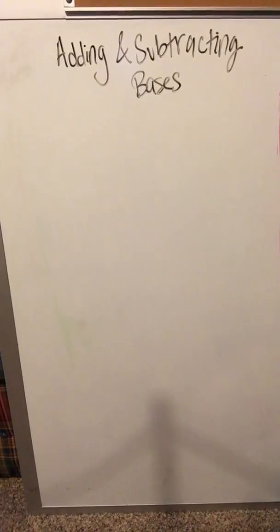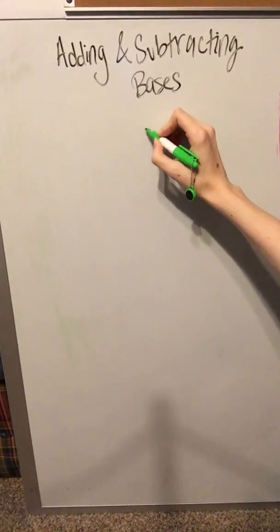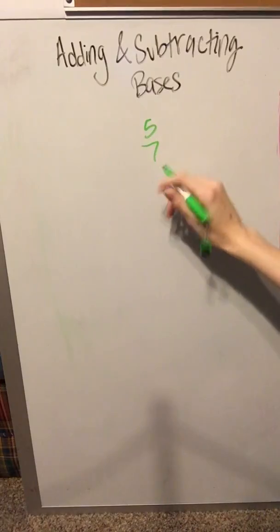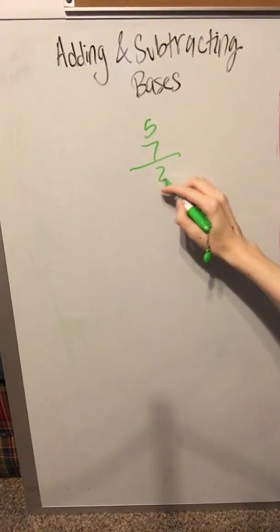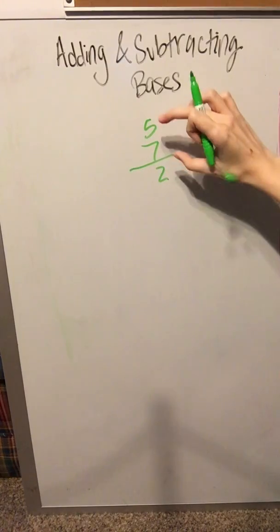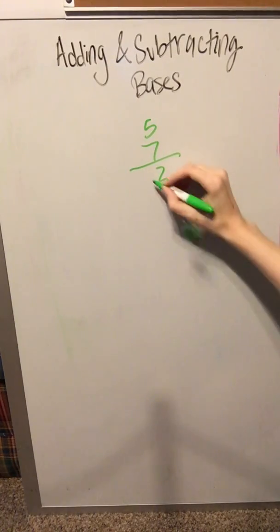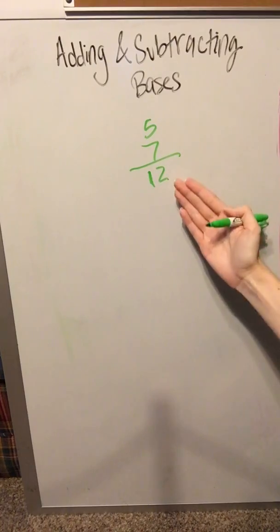Now we're going to add and subtract bases. This is really similar to doing it in base 10. When you add in base 10, like when you do 5 plus 7, you get 12. And so you have to write down the 2 and carry the 1 because the sum was bigger than 10.